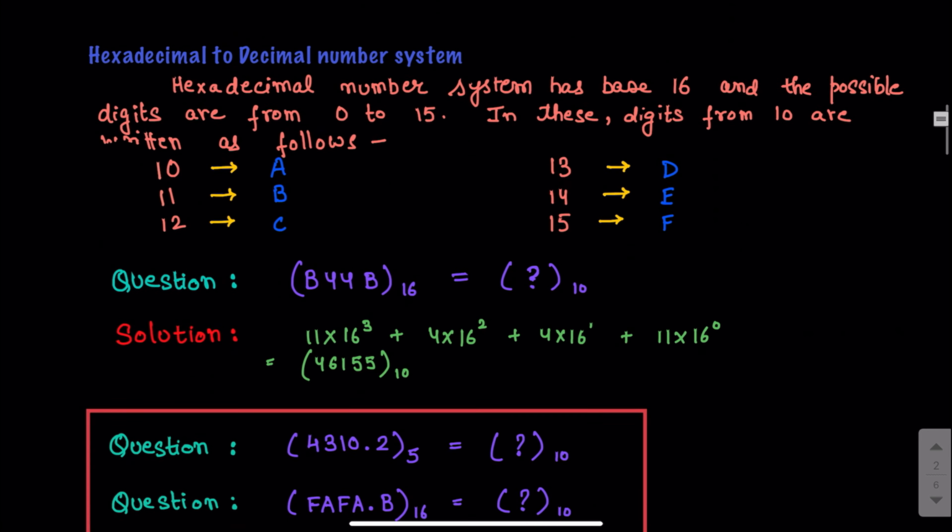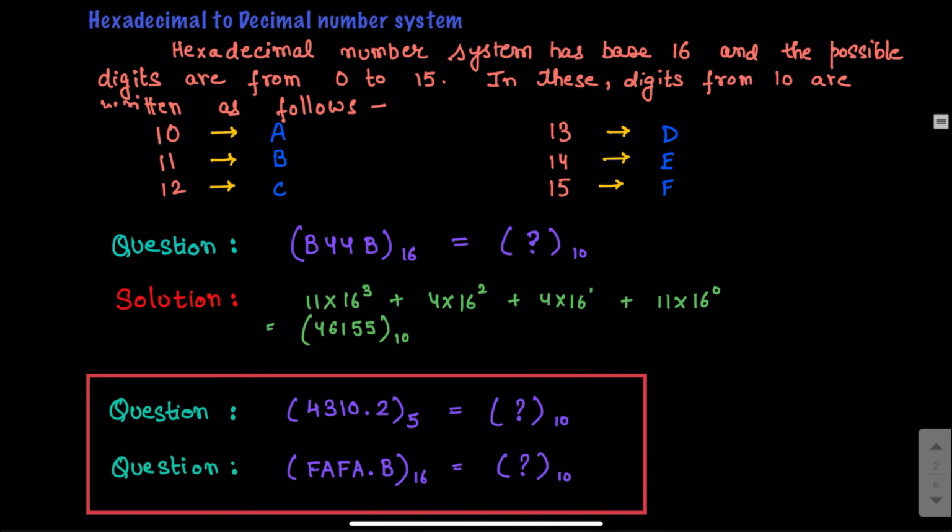Then we have another number system which is called hexadecimal, and this is a special one because this number system has a base of 16 and the possible digits are 0 to 15. But in this, the digits from 0 to 9 are same like in the decimal number system, but after that 10 is represented as capital A, 11 as B, 12 as C, 13 as D, 14 as E and 15 as F. So you need to understand that the numbers 10 to 15 are represented by the alphabets A to F. So if I have a number and the procedure remains the same for the conversion, you just need to multiply it with the powers of 16.